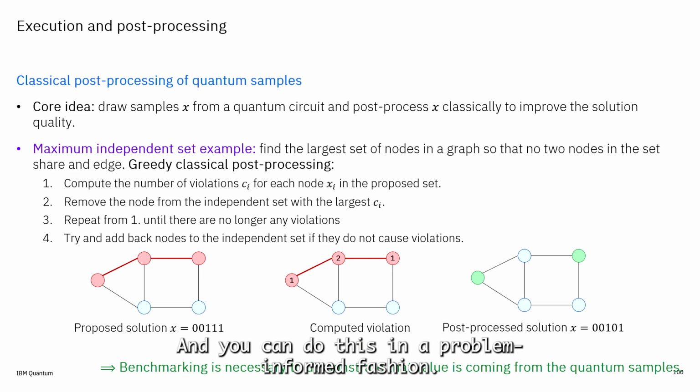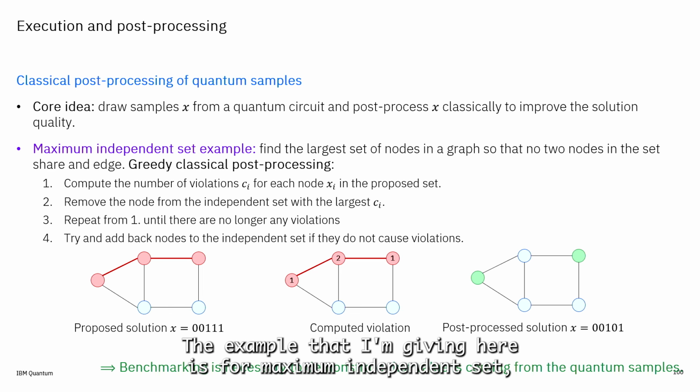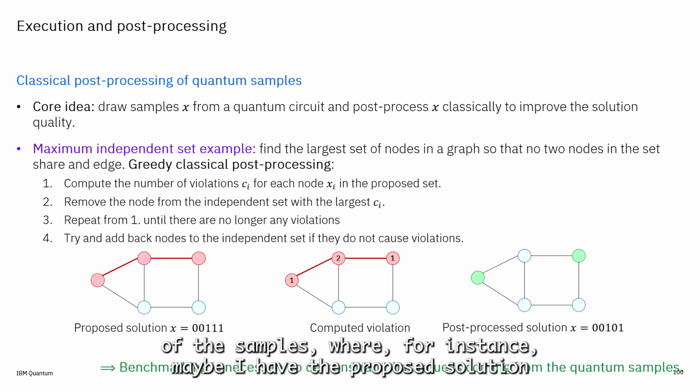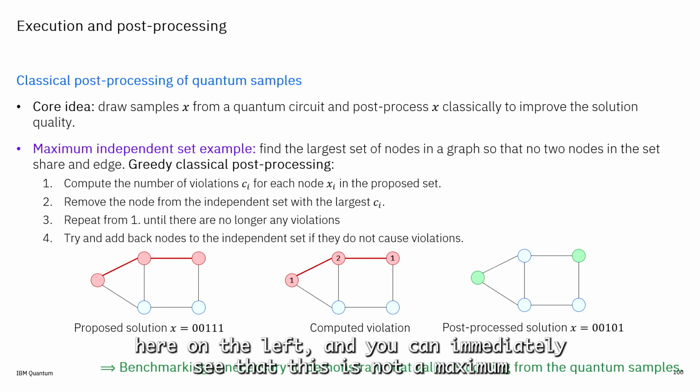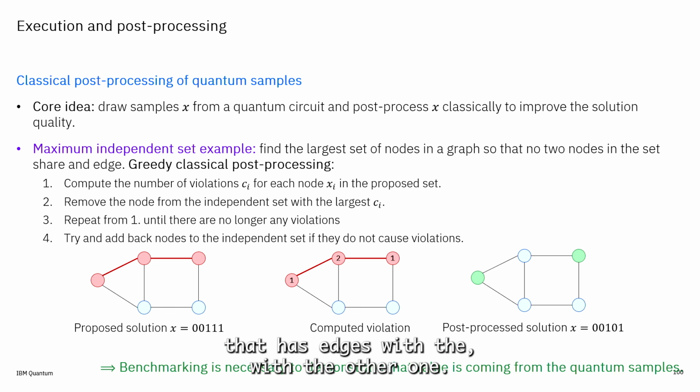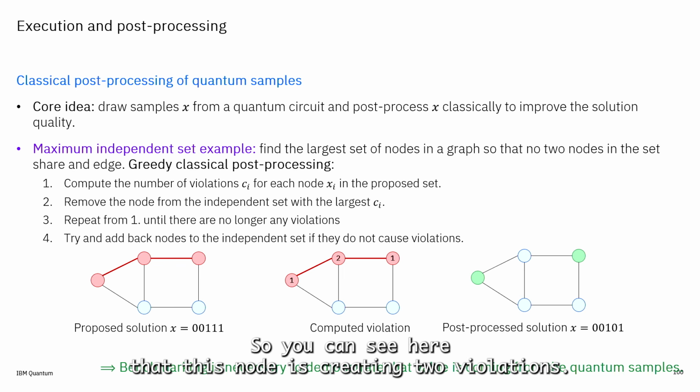And you can do this in a problem-informed fashion. The example that I'm giving here is for maximum independent set, where you can do some efficient, greedy classical post-processing of the samples, where, for instance, maybe I have the proposed solution here on the left, and you can immediately see that this is not a maximum independent set, because I have a node here in the middle that has edges with the other one. So you can see here that this node is creating two violations.